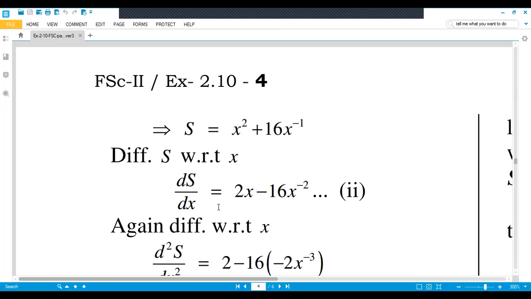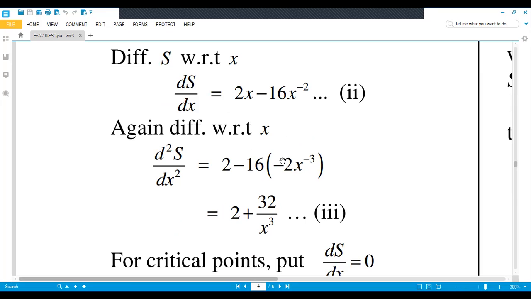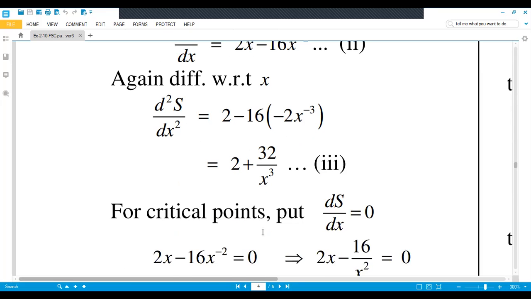Now differentiate this S with respect to x. So what you get, dS by dx: x square gives 2x, and minus 1 multiply with the coefficient 16, so it will be minus 16, and from the power you subtract 1, so power minus 2. Again differentiate with respect to x, so you will get 2, and here minus 2 multiply with 16 you get 32, and from minus 2 you subtract 1 you get minus 3. So minus 3, to make it positive, is shifted to the denominator.